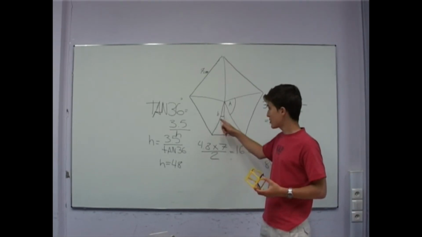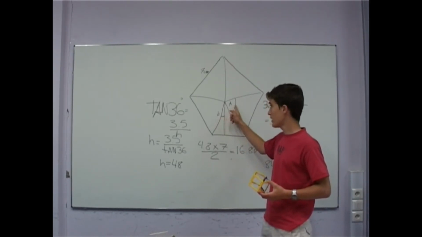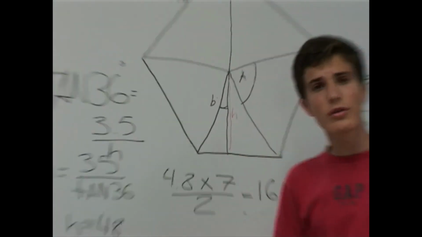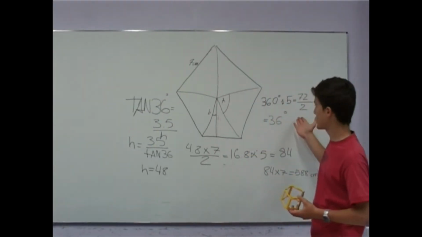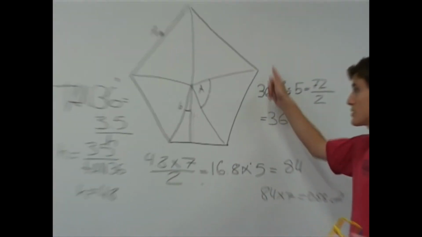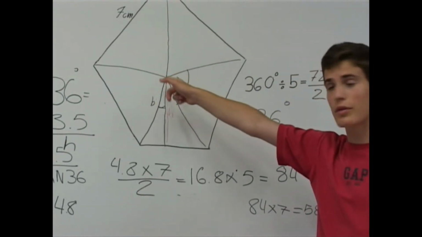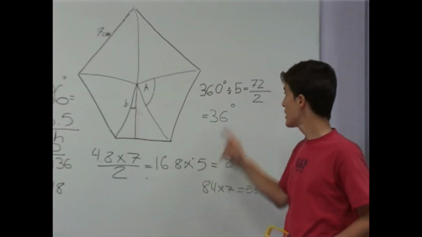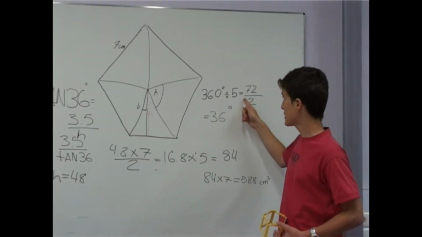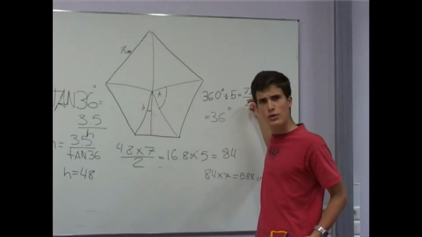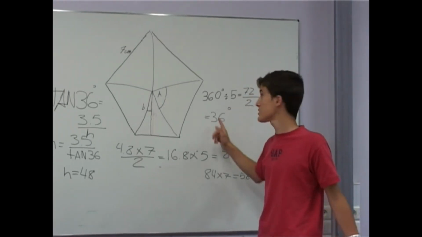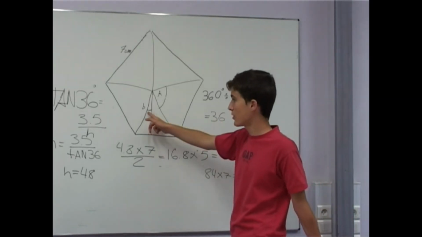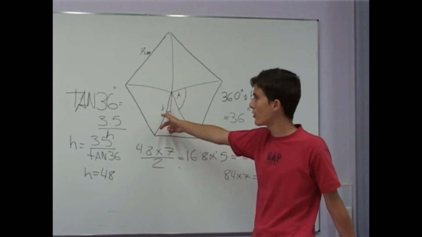As you can see, there are 2 angles, A and B. And there is the height. What we're going to do first is this. 360 degrees, which is the whole thing, divided by 5 triangles, gives us 72, divided by 2, because it's half, and gives us 36 degrees. So that's going to be the angle V.